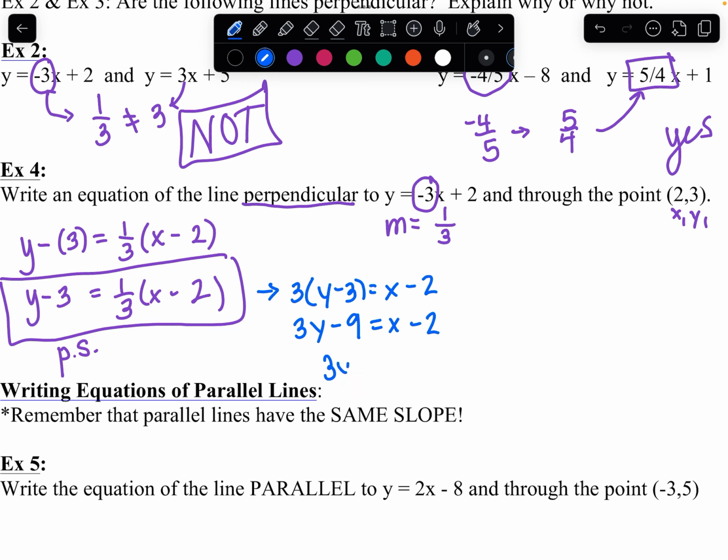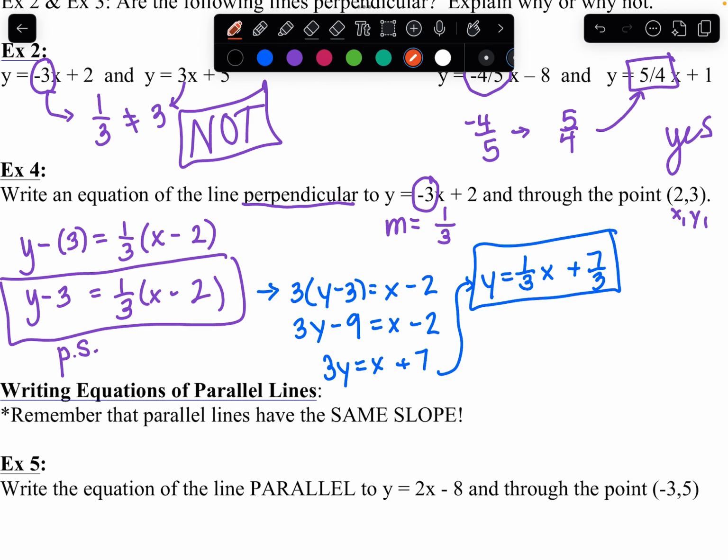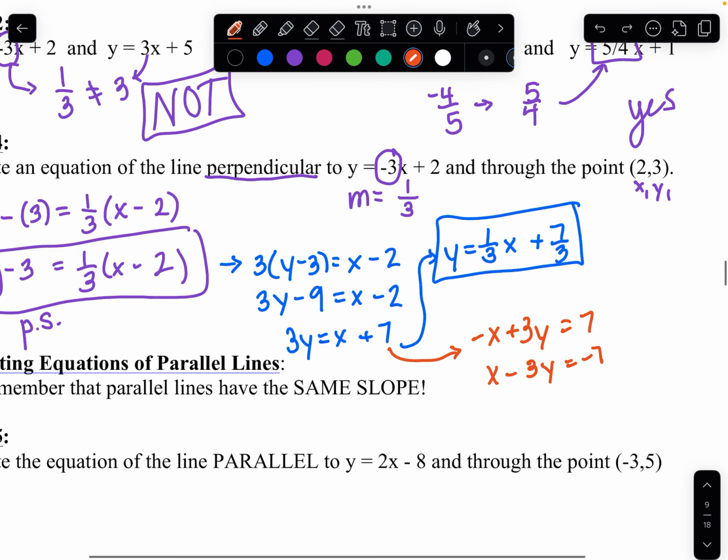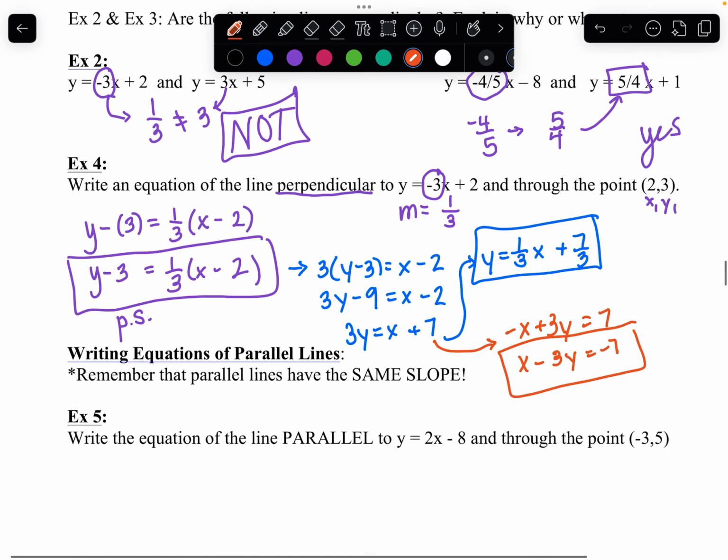Adding 9 to both sides is plus 7. And then we would get y equals 1/3 x plus 7/3. So there's our slope-intercept form. We can also take this form and rewrite it in standard form by subtracting x from both sides and then multiplying everything by negative because our a term needs to be positive. Oopsies. And that is how we can get all three forms from this one problem.